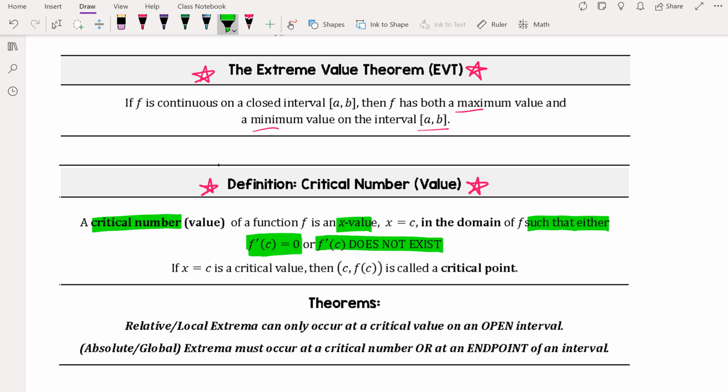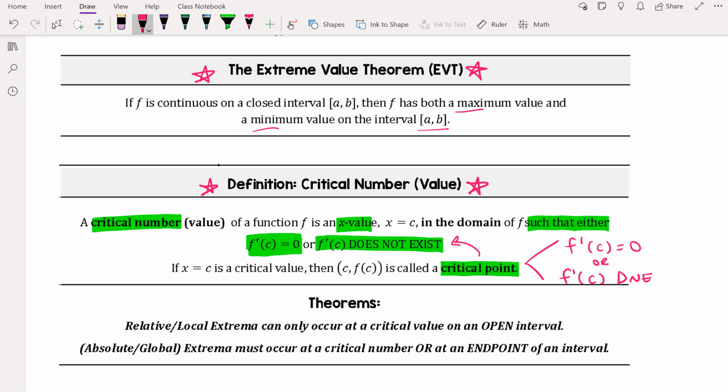If x equals c is a critical value, then (c, f(c)) is the critical point. So a critical point happens where this is true. Either f prime of c equals 0 or f prime of c does not exist. So I want you to make sure you have those two options. Critical point, f prime of c equals 0 or f prime of c does not exist.